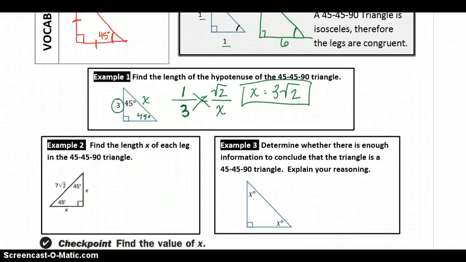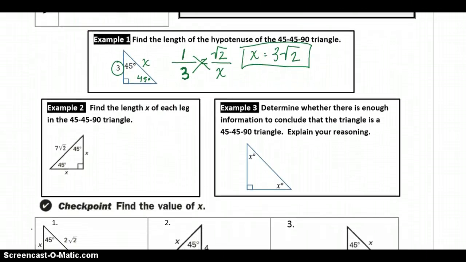Let's look at example number 2. Find the length x of each leg in the given 45, 45, 90 triangle. So again, we have our triangle. We know that one angle is 90, the other two are 45, so it will fit the ratio. We know that a standard 45, 45, 90 triangle has side lengths of 1 and a hypotenuse length of root 2. In our new triangle, we have side lengths of x, that's what we're trying to find, and a hypotenuse length of 7 root 2. So we can set these equal to each other, and we cross multiply.